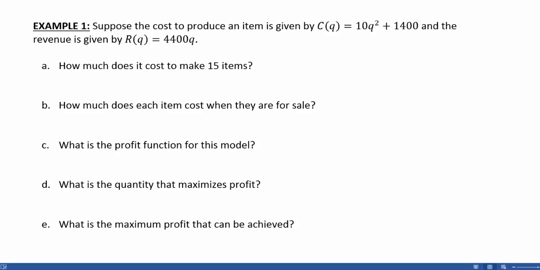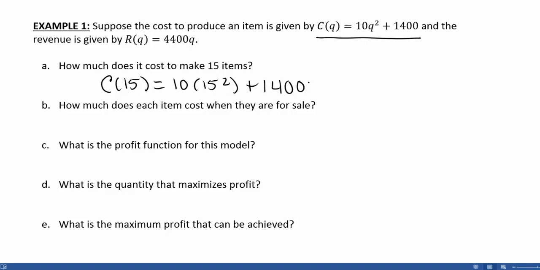So part A, how much does it cost to make 15 items? So that means we want to know what it's going to cost us to produce 15 of whatever it is that we're making. So that means that we're plugging 15 into our cost function. So wherever we see a Q, we're substituting in a 15. And then we're going to crunch all of these numbers together, and we get that it's going to cost us $3,650.